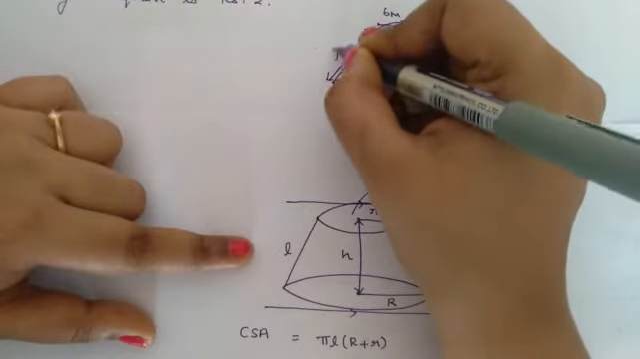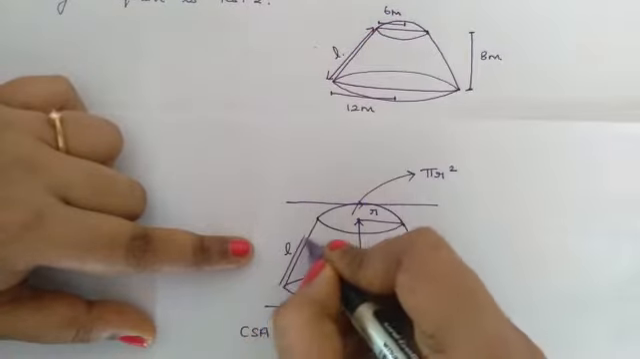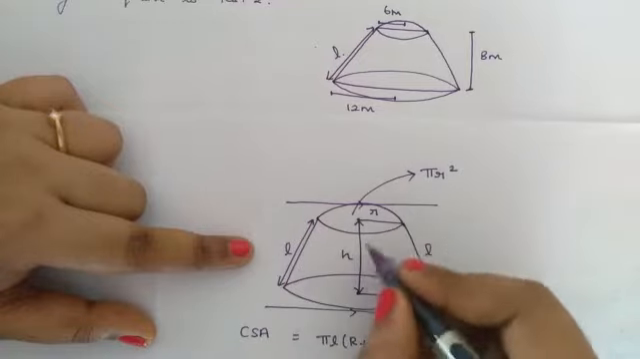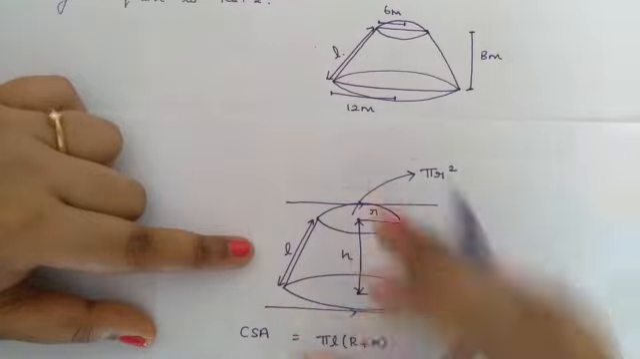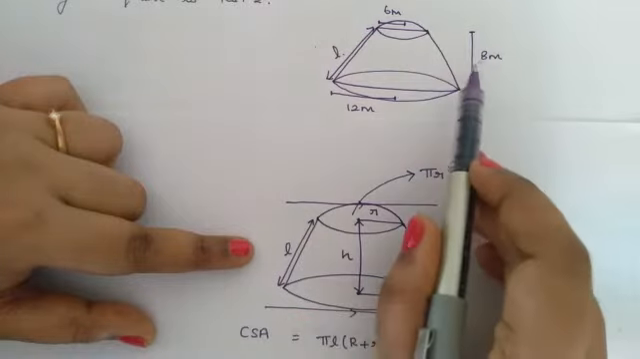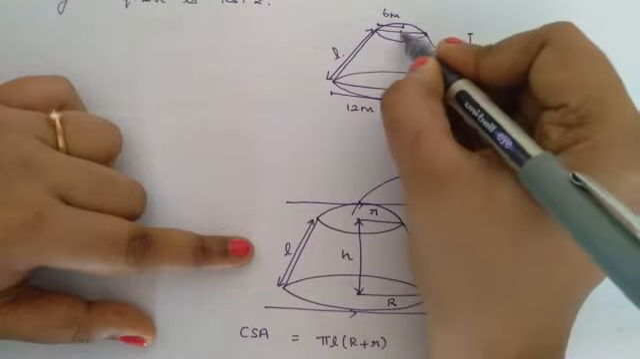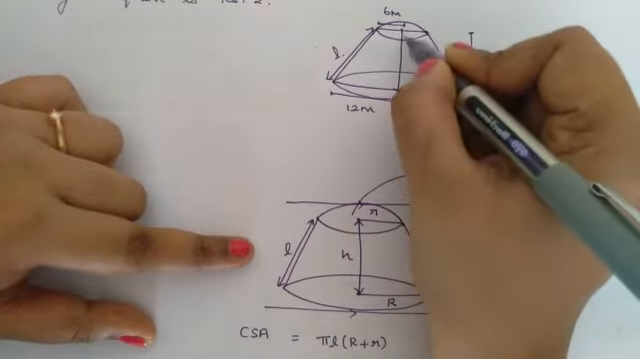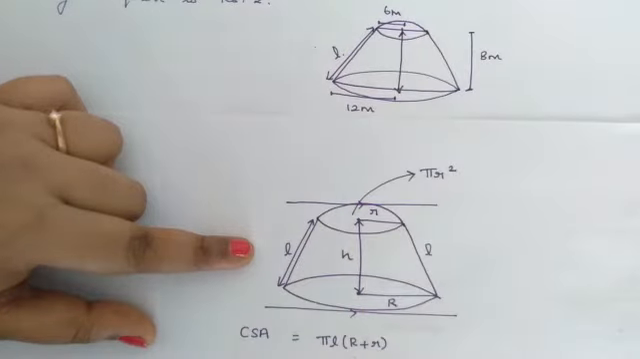This is nothing but L. Can you see? This is the slant height L. This is the perpendicular height. There is a difference between both. So this 8 meter is the distance between the centers of the upper circle and the lower circle. That is 8 meter. We have not been given the slant height.